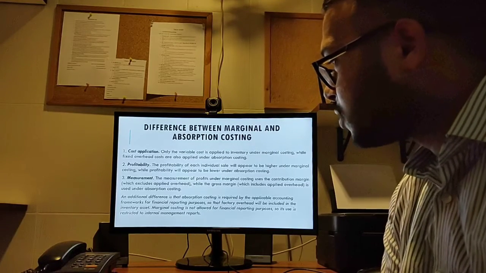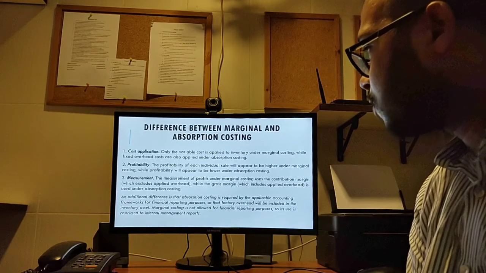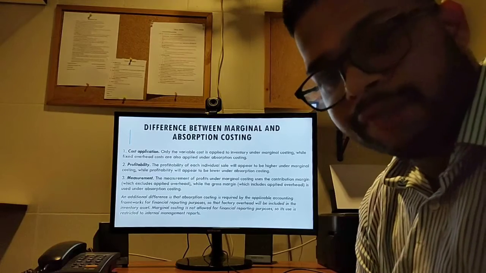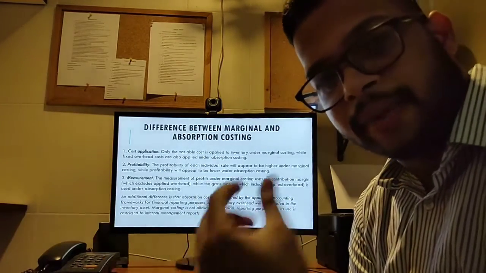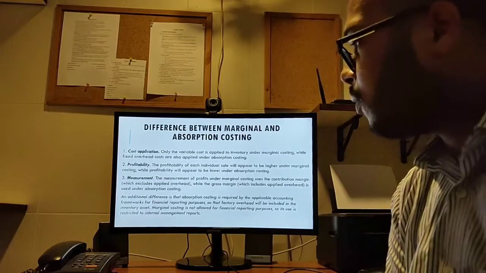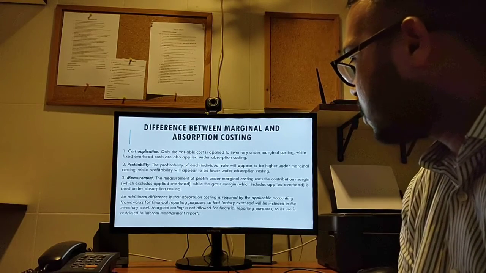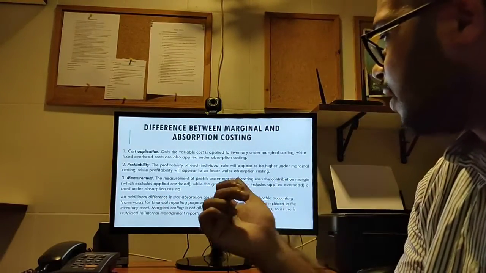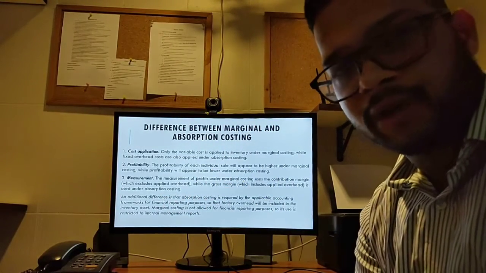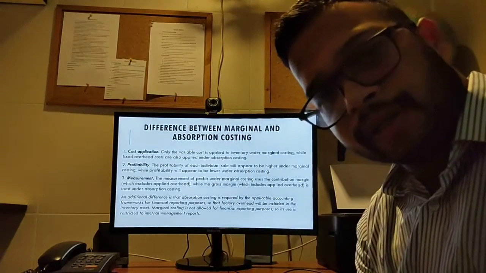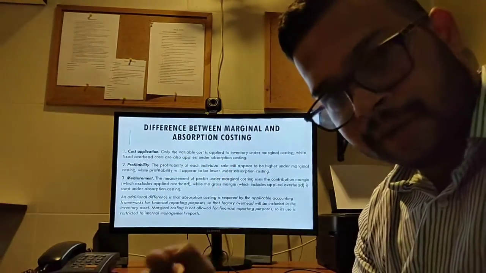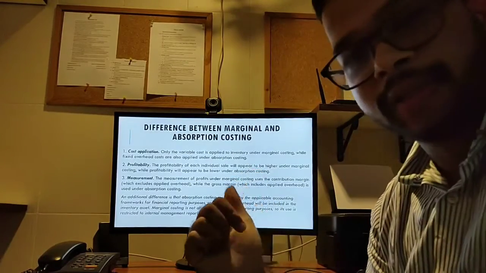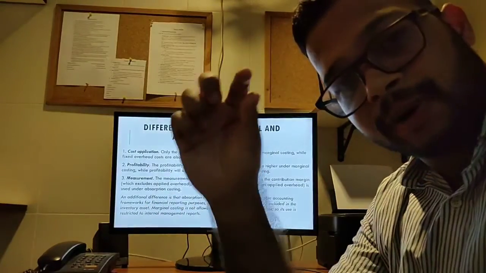Now the next thing is measurement. The measurement of profits under marginal costing uses the contribution margin, which excludes applied overhead. As we learned in the first chapter, selling price minus variable cost gives you contribution, right? So that is your selling price minus variable cost, and that excludes your fixed costs. But for absorption, we are talking about the gross margin. That is selling price minus variable cost gives you contribution, minus fixed cost gives you your gross margin. So absorption costing speaks about the gross value, whereas marginal costing speaks about the higher value.